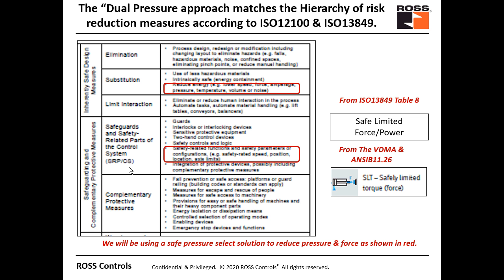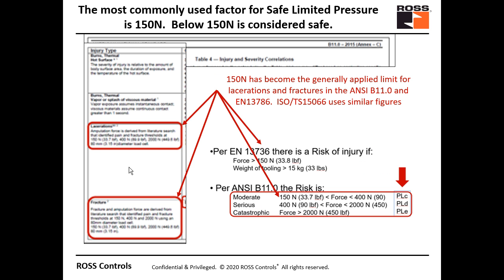And in doing that, we are meeting the safe limited force and power requirements from Table 8 of ISO 13849, or if you're looking at B11.26 or VDMA, they call it safe limited torque or force. So if we have reduced the pressure, we have limited the torque. Okay, so that is how we're justifying using this, because we are getting below that 150 newton threshold.